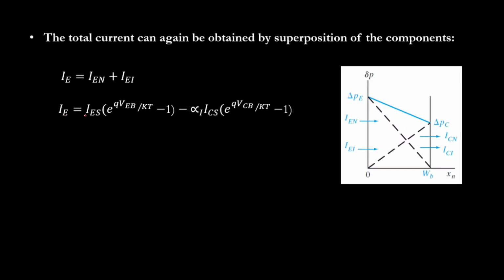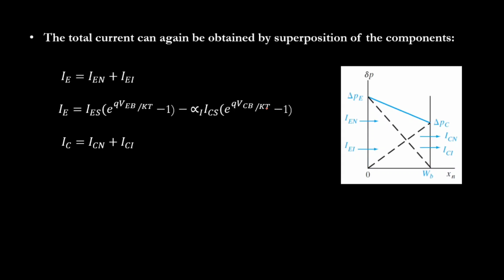IE is equal to IES into e to the power qVEB by kT minus 1, and the negative sign that I have taken here, alpha I into ICS into e to the power qVCB by kT minus 1. That is my emitter current, that means the current flowing through the emitter junction. That is known as emitter current. Next, IC, the current flowing through the collector junction. It doesn't matter whether the junction is forward biased or reverse biased. In both cases we are considering it when we apply the superposition to these two conditions.